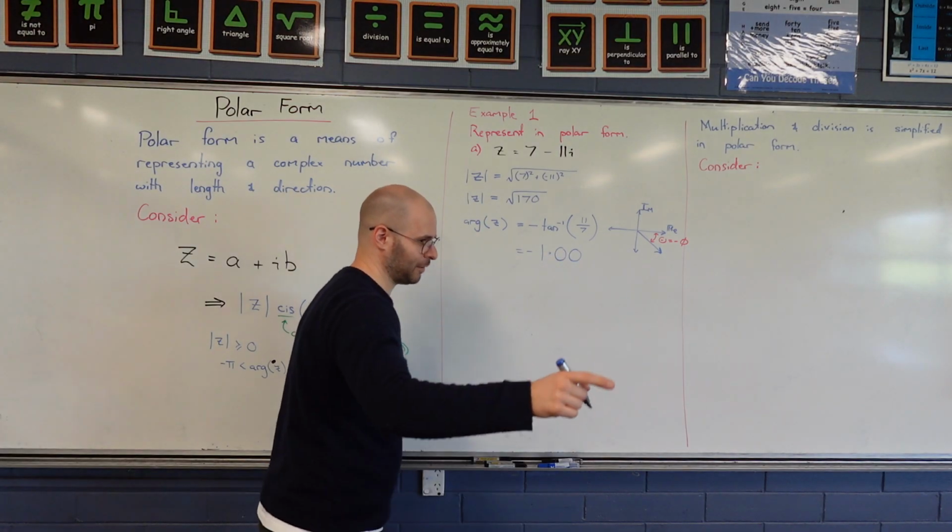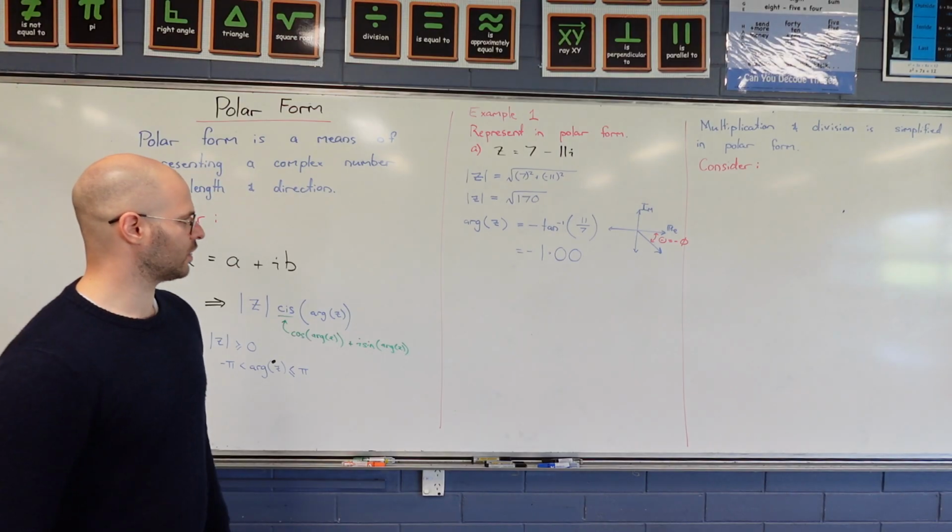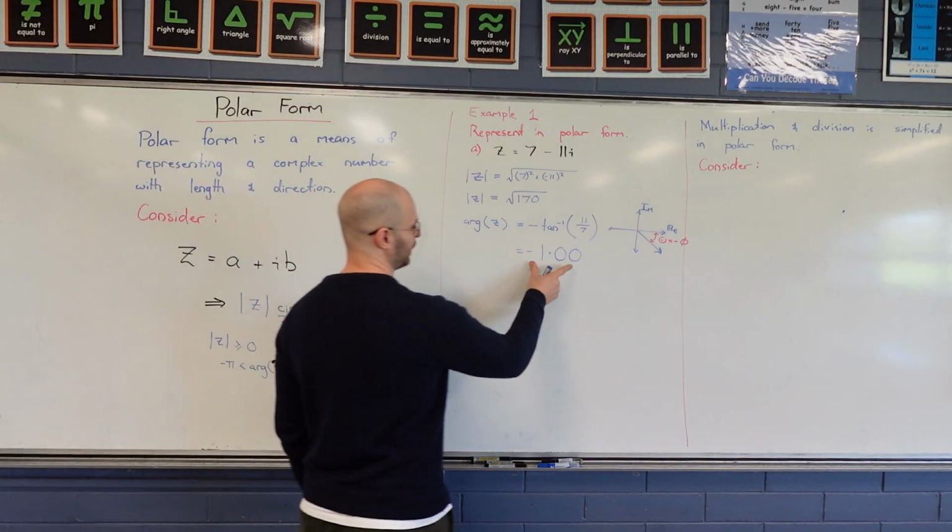0.0406. Significant figures. It doesn't include results, so our argument of Z is going to be negative 1.